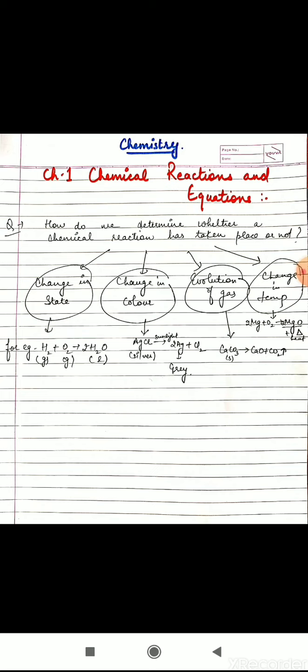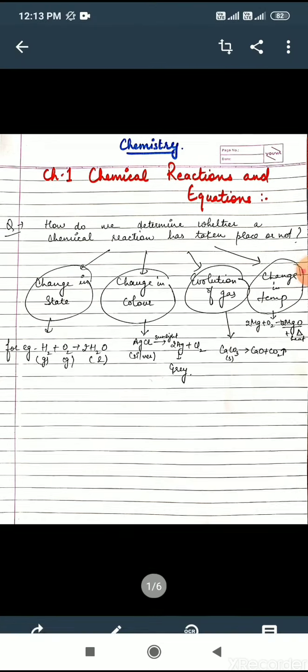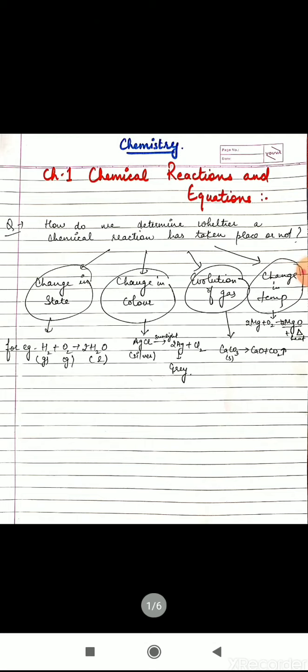First is change in state. If there occurs a change in state, then we can say that a chemical reaction has taken place. For example, if we combine hydrogen, which we know exists in gaseous form, that's why I've written G in brackets below hydrogen, plus O2, which also exists in gaseous form, they both react to form H2O, and we know that water exists in liquid form in nature.